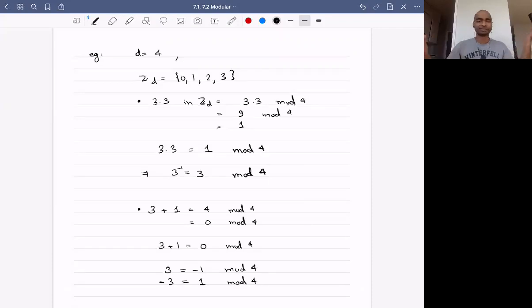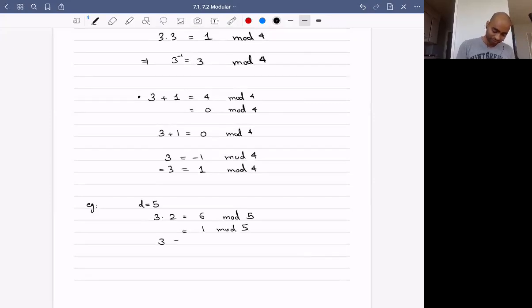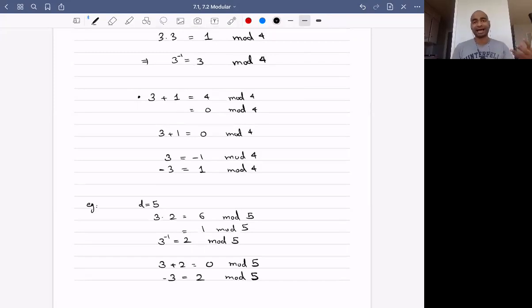And so it's a very mysterious world, and you can do this for every integer. So for example, if I do d is equal to 5 this time, then I'll see that 3 times 2 is 6 mod 5, which is 1 mod 5. So in mod 5, 3 is the inverse of 2, and 2 is the inverse of 3. Similarly, 3 plus 2 is 0 mod 5, and so -3 is 2 mod 5. So in mod 5, 2 is both the additive and multiplicative inverse of 3. So if you multiply 2 with 3, you get 1. If you add 2 with 3, you get 0.